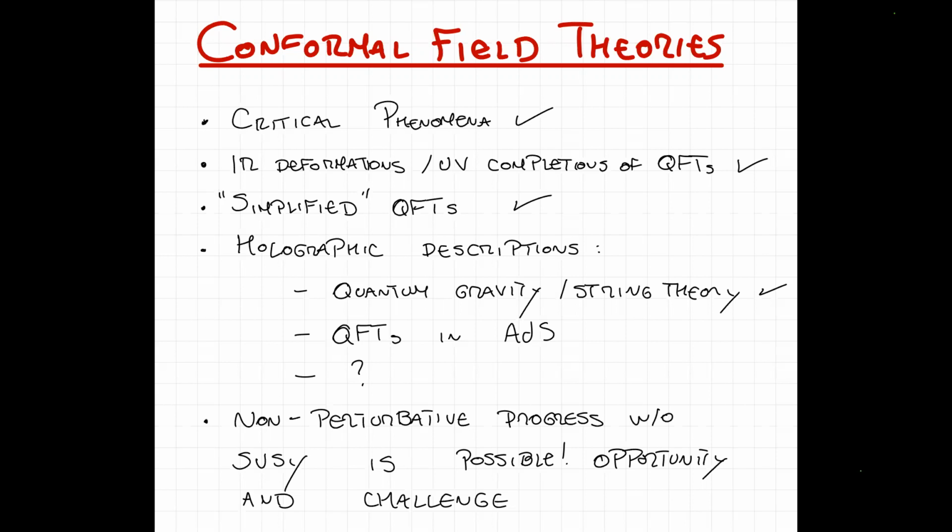And of course, this is because a QFT has scales, and if you go to very high energy, all the scales drop out, and if you go to low energies, all the scales drop out again. So this is why you tend to have CFTs at these points. They're also, in this sense, simplified quantum field theories, right? Because they're just like quantum field theories, but they have more symmetry. So they are simpler in some sense, even though they are still very complicated.